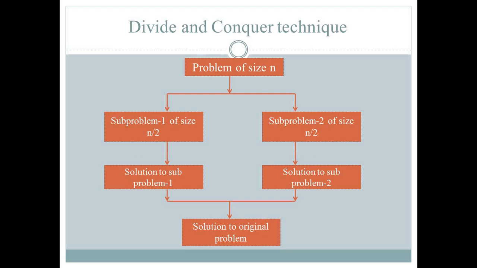After that, if your problem is divided into size n by 2, then we will have to solve those sub-problems. And after solving all sub-problems, we have to merge those solutions. And after merging that, we will get the final solution of your original problem. So that is the actual technique of divide and conquer.